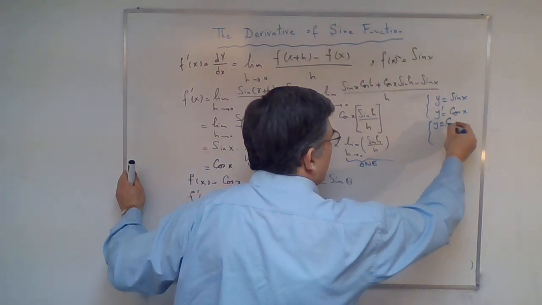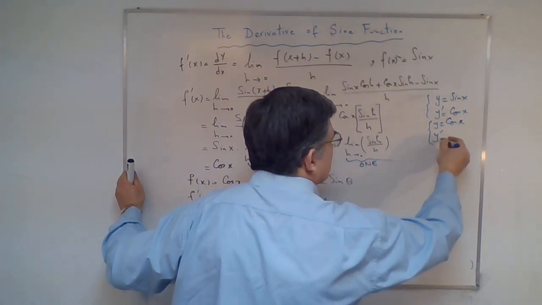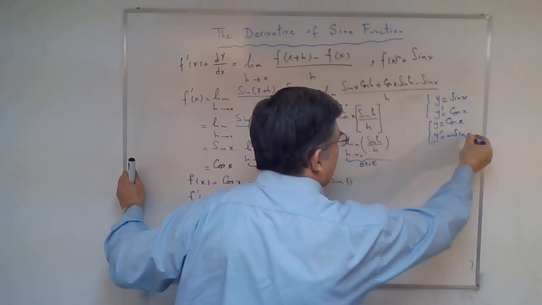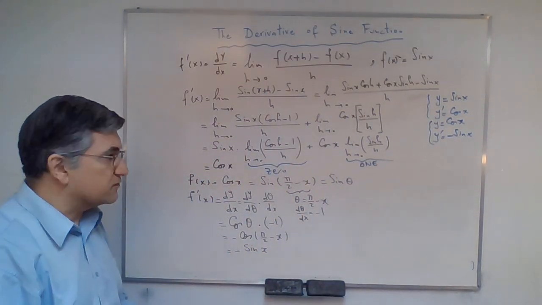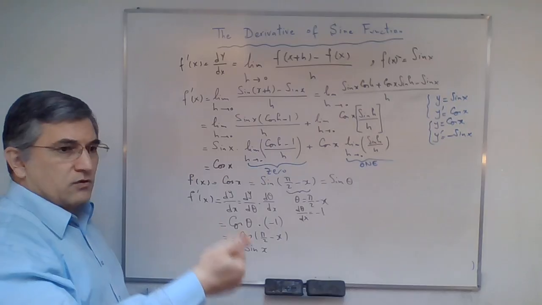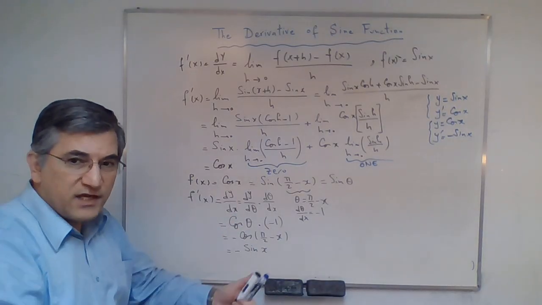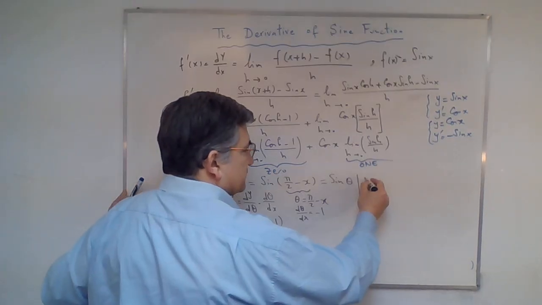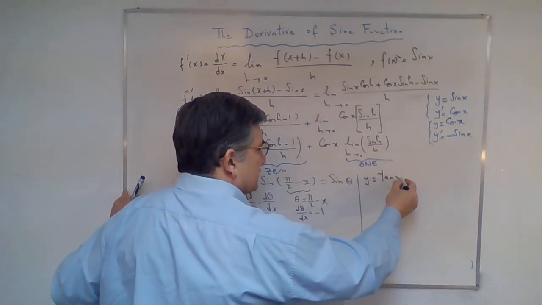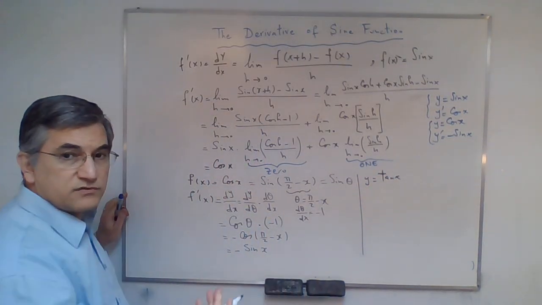I go y equals cos x. The derivative is negative sine x. I gotta remember these important formulas that we are proving one after another. So sine, cos, and obviously comes tangent, right? So we want to find out what is the derivative of tangent. So y equals tan of x. I want to know the derivative.